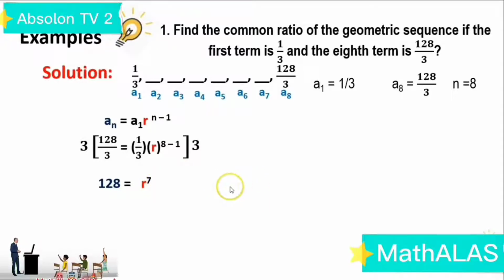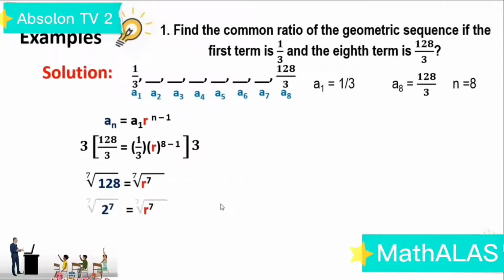Now, to solve for r, we have to get the 7th root of both sides of the equation. So, what is the 7th root of 128? To do this, we have to rewrite 128 in exponential form, in such a way that its exponent should be 7. So, we know that 128 can be rewritten as 2 raised to 7.